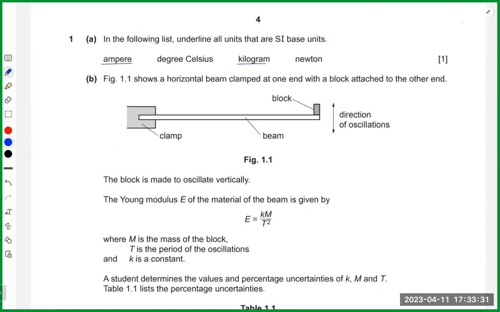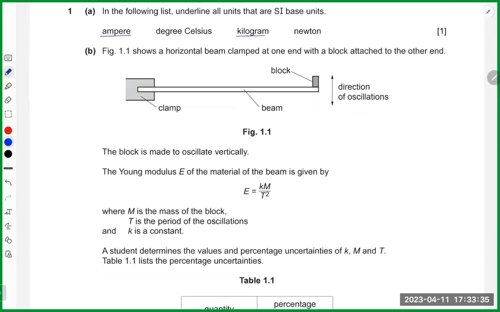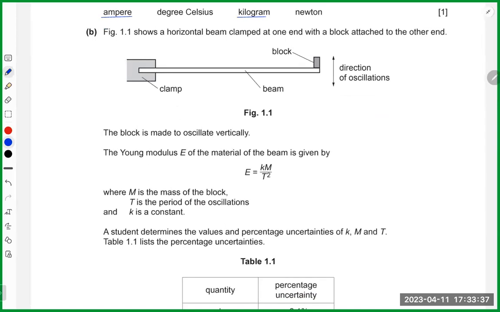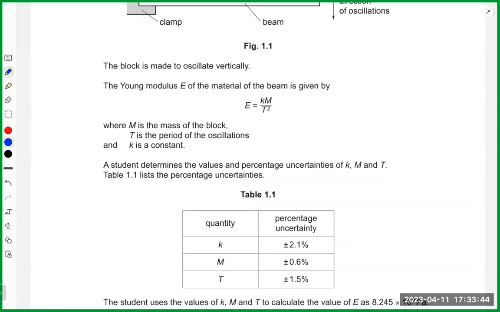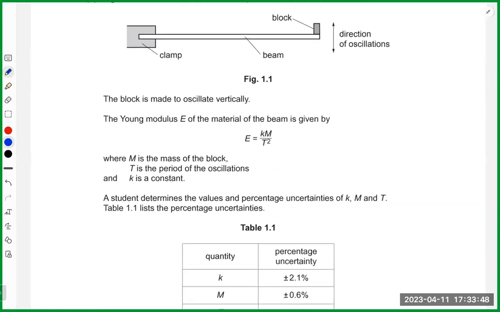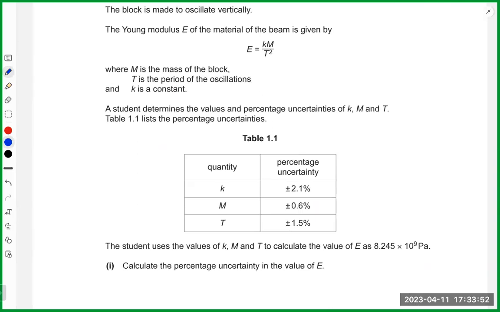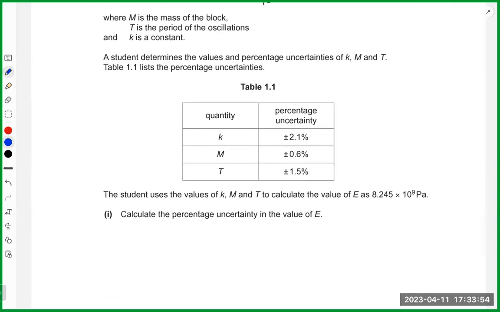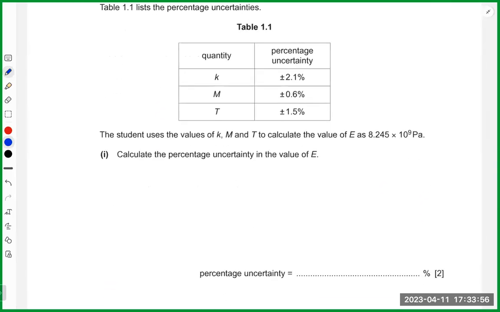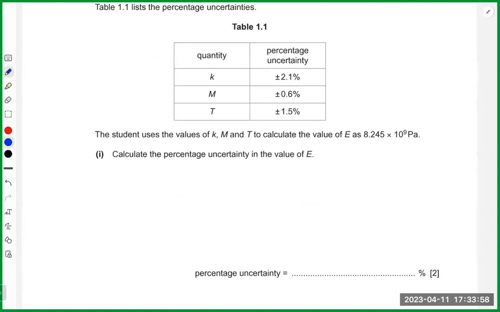Figure 1.1 shows a horizontal beam clamped at one end with a block attached at the other end. The block is made to oscillate vertically. The Young's modulus of the material is this, where m is the mass of the block, p is the period of oscillation, and k is a constant. Quantities k, m, t have uncertainties like calculate the percentage uncertainty of E.